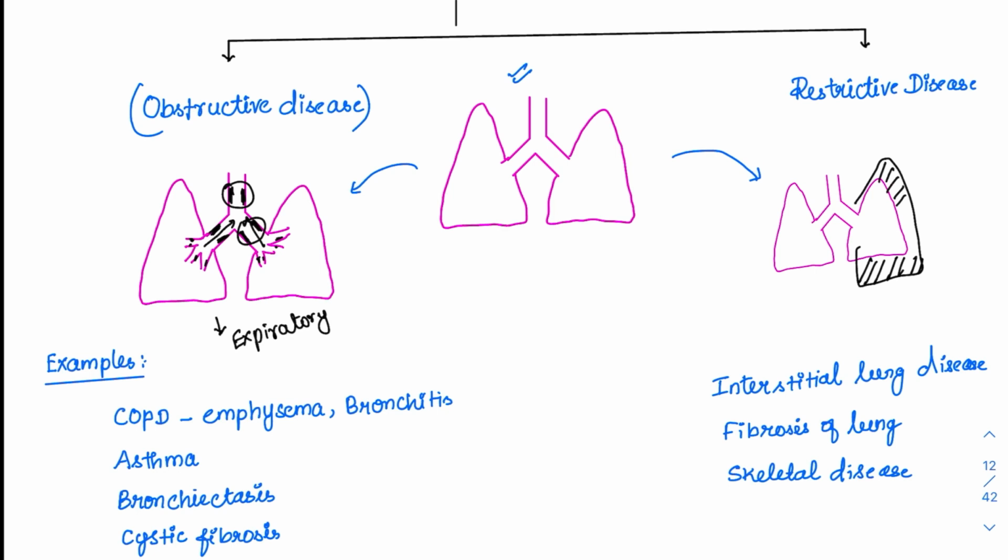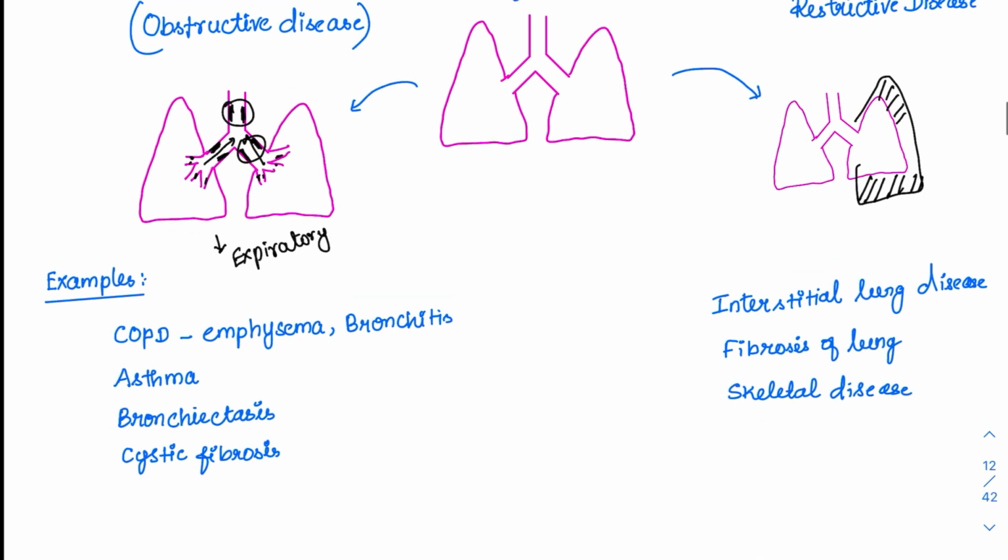The parenchymal factor or any skeletal disorder where the lung is not able to move efficiently is also a form of restrictive disease. So let's see the examples of obstructive and restrictive disease. Examples of obstructive disease: COPD, chronic obstructive pulmonary disease, which includes emphysema and bronchitis, then asthma, bronchiectasis, cystic fibrosis. Restrictive disease: interstitial lung disease, fibrosis of the lung, then skeletal disease. Even in skeletal disease, the lung can be normal, but its expansion is not happening. So the lung's full capacity is not used and it behaves like a restrictive pattern.